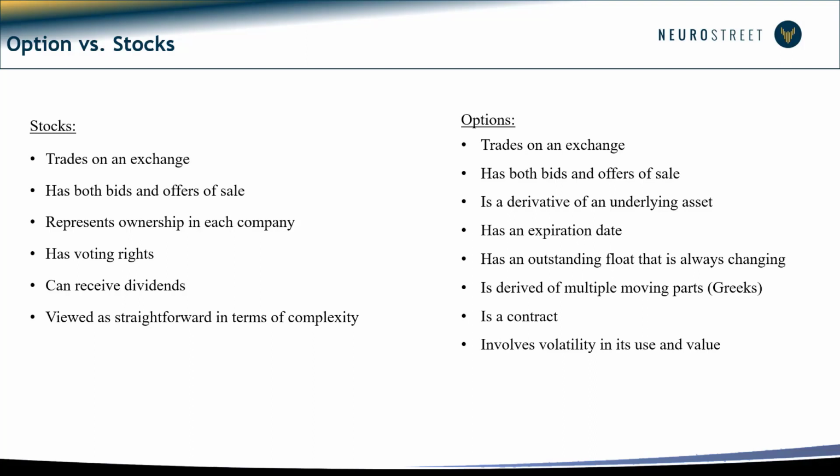Options trade on an exchange, and have both bids and offers of the sale. An option is a derivative of the stock. It has an expiration date on the contract. It has an outstanding float that is always changing. And there are multiple layers of moving parts, also called the Greeks, and we have an entire video on the Greeks. It is a contract, and it involves volatility in its value relative to time decay. And we're going to talk about that because a contract expires.